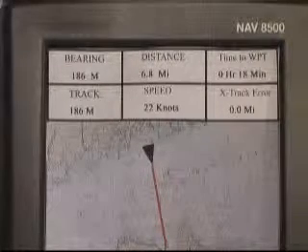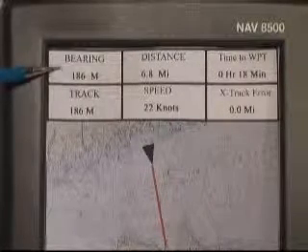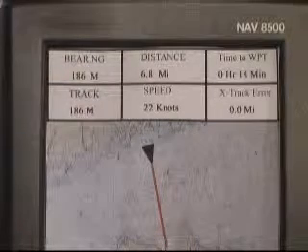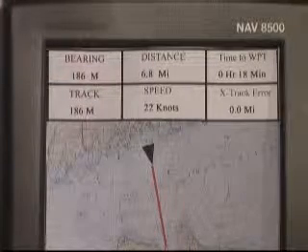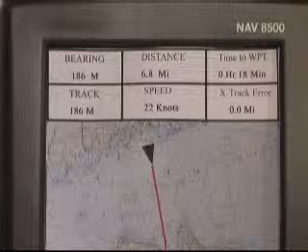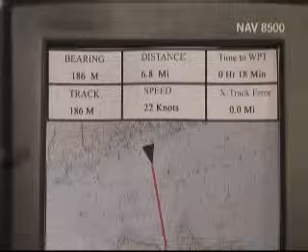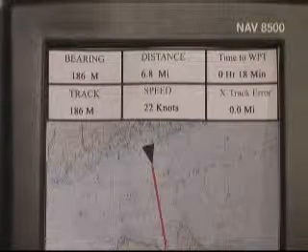It's also nice to see that our bearing and our distance from our starting point matches exactly what we got when we plotted this out on the chart. So that gives you confidence that your GPS and your chart work are consistent.